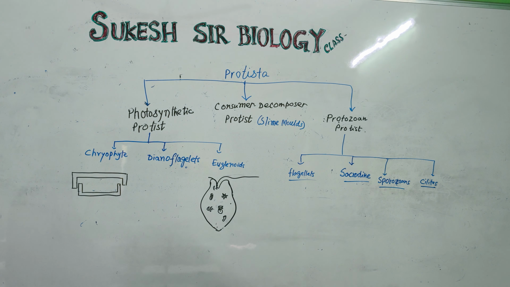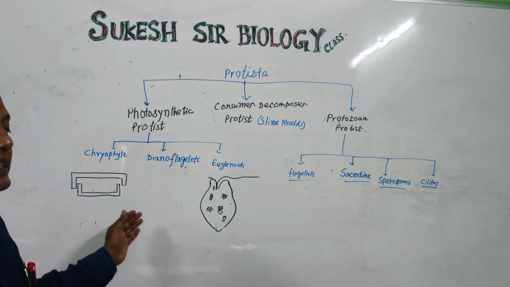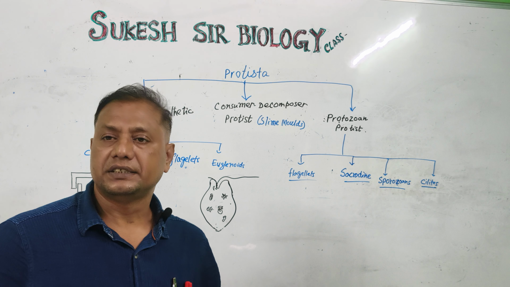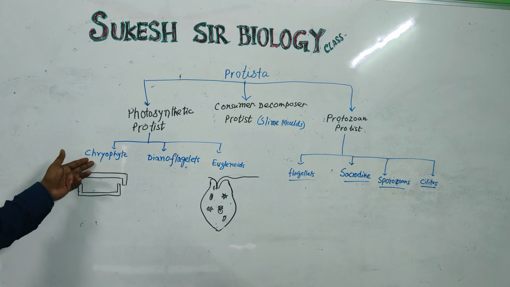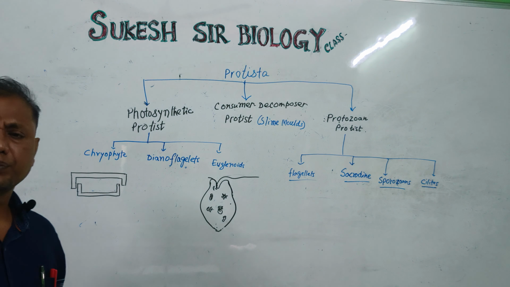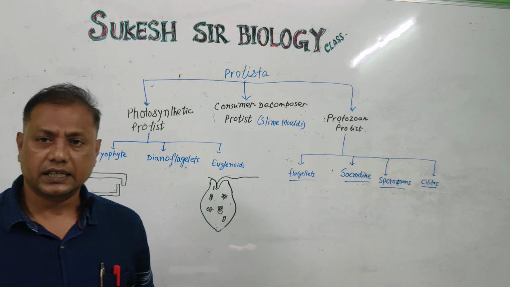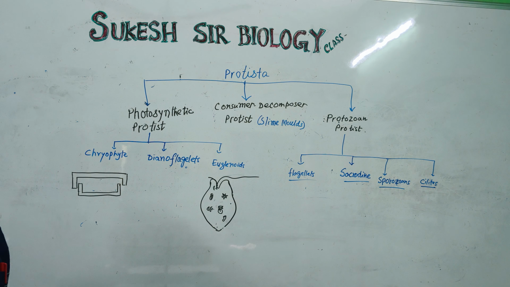Starting from photosynthetic protists. Photosynthetic protists basically means autotrophs. They have chlorophyll. Some protists have chlorophyll A with beta carotene and xanthophyll. Some have chlorophyll A and C. Some have chlorophyll A and B. So there are some categories of protists, starting from chrysophytes. Chrysophytes have two types. One is called desmid, another is called diatom. Desmid is not in our syllabus, so we have to study only diatoms. Diatoms are microscopic organisms present in freshwater as well as marine water. You can find them in both.